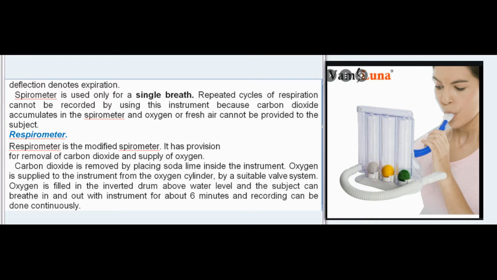Respirometer. Respirometer is the modified spirometer. It has provision for removal of carbon dioxide and supply of oxygen. Carbon dioxide is removed by placing soda lime inside the instrument. Oxygen is supplied to the instrument from the oxygen cylinder, by a suitable valve system. Oxygen is filled in the inverted drum above water level and the subject can breathe in and out with the instrument for about 6 minutes and recording can be done continuously.